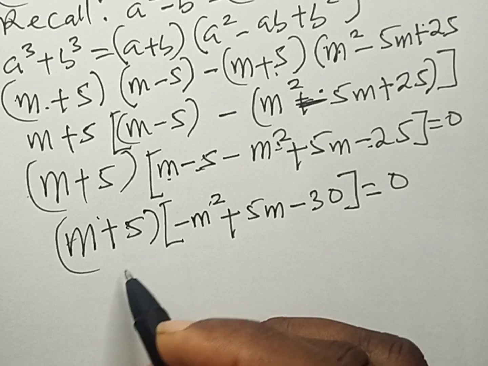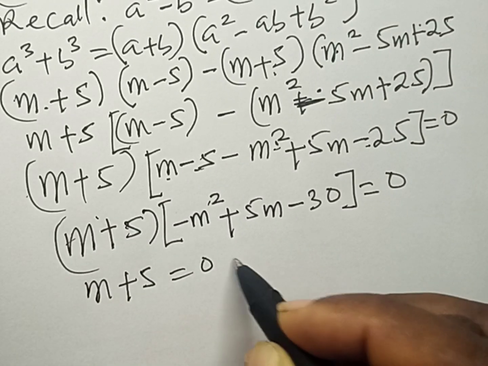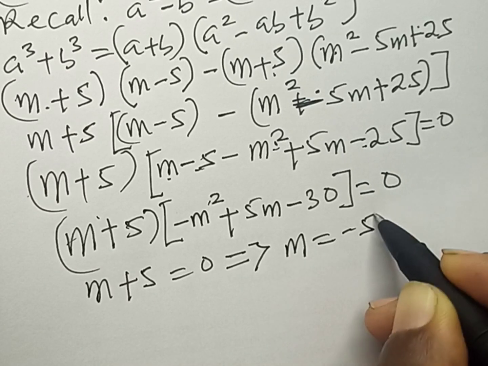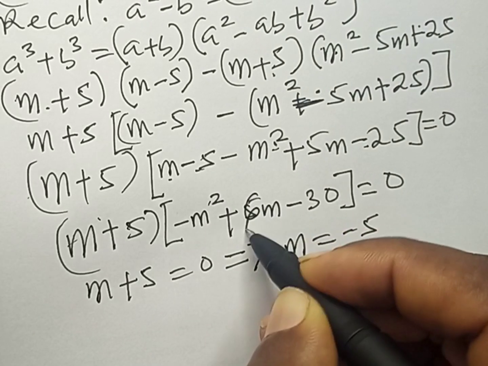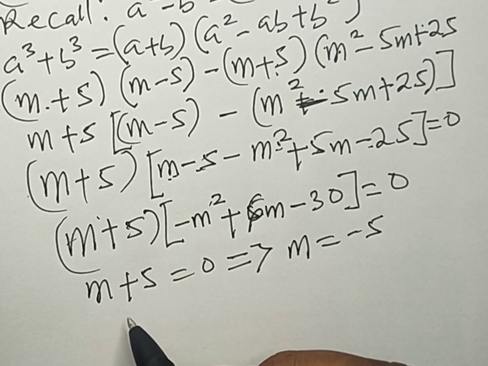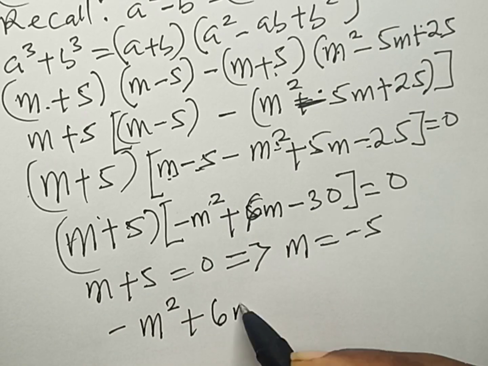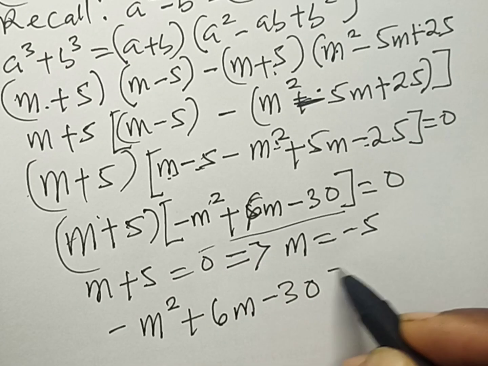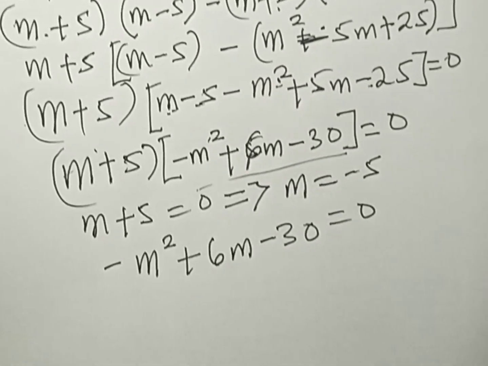So the first one will now be m plus 5 equals to 0, implying that m equals to minus 5. The next equation will now be minus m squared plus 6m minus 30 equals to 0. So we are now to solve this equation.